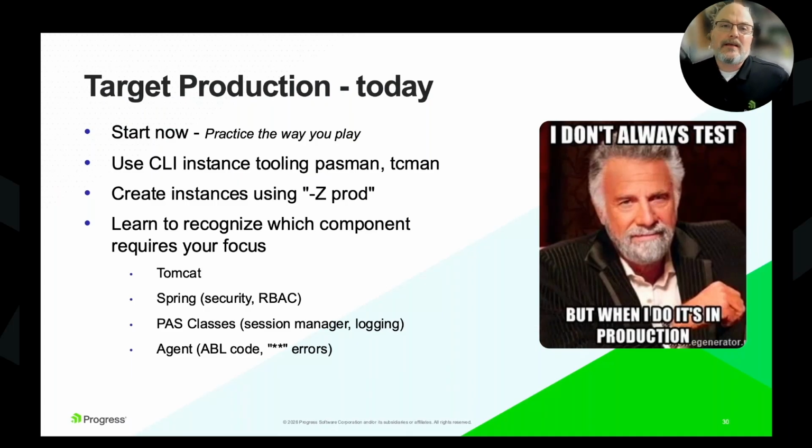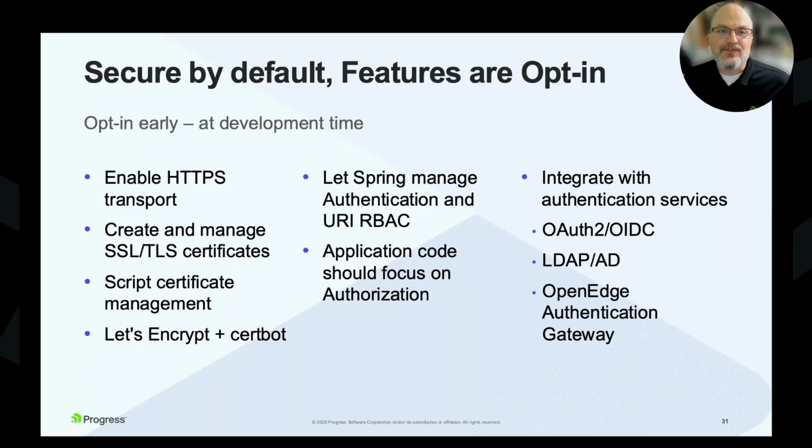When you enable a PAS instance for production mode, -Z prod, it is secure by default. So everything has been shut off, everything has been password protected, things have been disabled. So it's secure by default, and anything that you want to use or turn on, you have to opt in for that. You have to enable these features. However, the HTTPS transport is always there, right? So now we have our SSL.